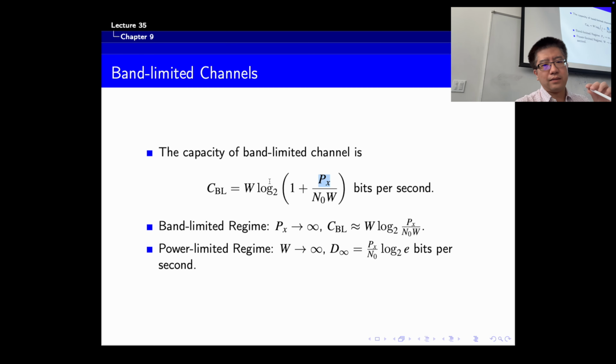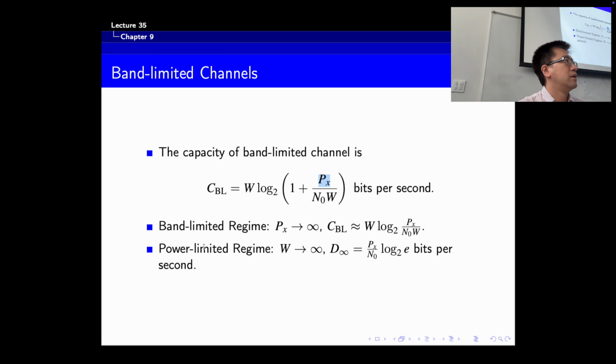And we analyze this capacity formula for 2 regimes. One regime is called the band limited regime, which means that the power goes to infinity but the bandwidth doesn't change. That's why it's called band limited, because we have limited bandwidth, and this will be the capacity. You can see that if Px goes to infinity, then the capacity can go to infinity, which is good.